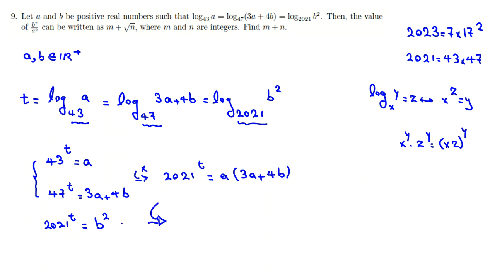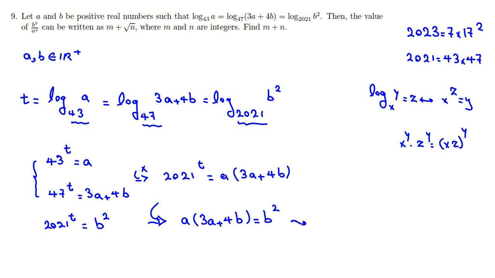Now if you consider these two things: 2021 to the power of t equals A times (3A plus 4B) in this equation, and in this equation it equals B squared. So they are equal. Now let's see the problem once more. Always pay attention to the sentence of the problem. The problem doesn't want to find A and B separately. The problem wants to find B squared over A squared.